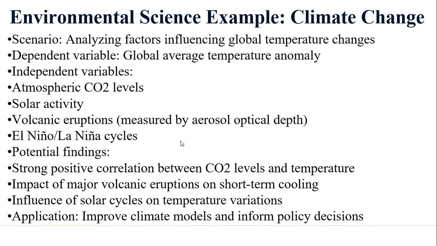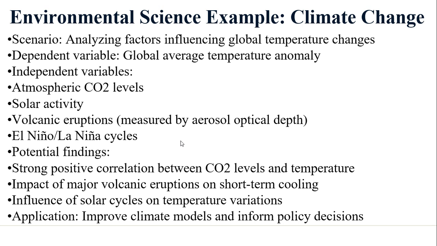Climate change. So you're trying to analyze factors influencing global temperature changes. The dependent variable is global average temperature anomaly. Then the independent variables: atmospheric CO2 levels, solar activity, volcanic eruptions measured by aerosol optical depth, and El Nino and La Nina cycles. So when you have these as your independent variables, because obviously their values are going to be in the columns, then you find potential findings. You are saying, oh, there's a strong correlation between the CO2 levels and temperatures.